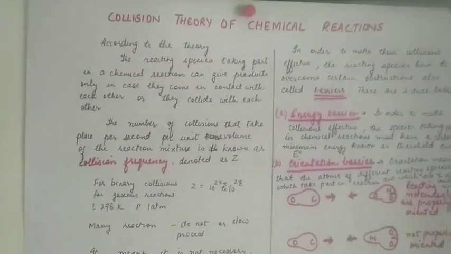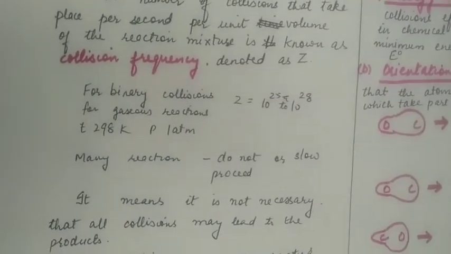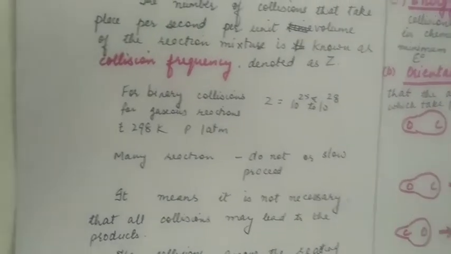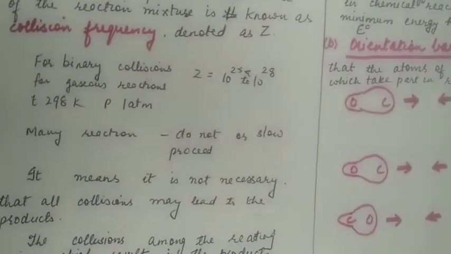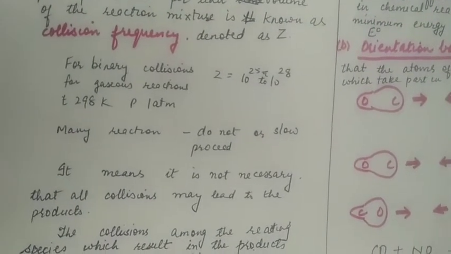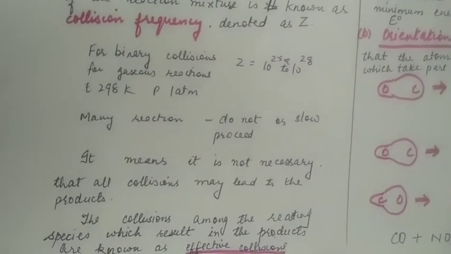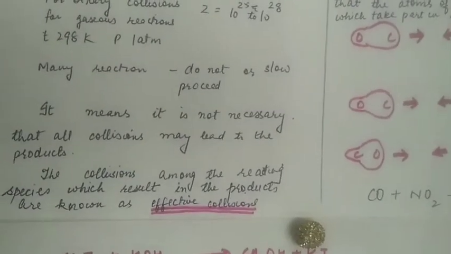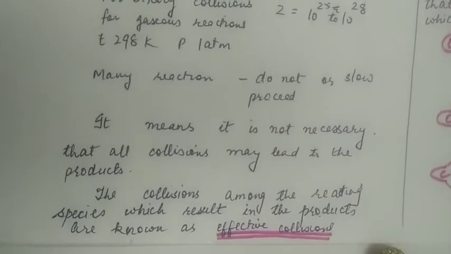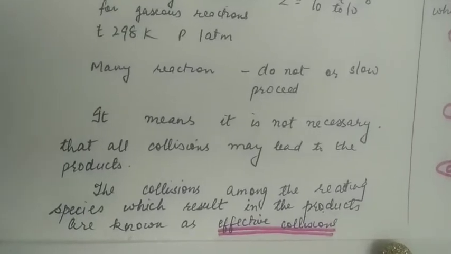Now, the number of collisions that take place per second per unit volume of the reaction mixture is known as collision frequency. It is denoted as Z. For binary collisions in gaseous reactions under ordinary conditions, that is 298 Kelvin and pressure 1 atmosphere, the collision frequency is 10 raised to power 25 to 10 raised to power 28. So that means that these reactions should be very fast. But many such reactions either do not proceed or are too slow. This means that not all collisions may lead to products.